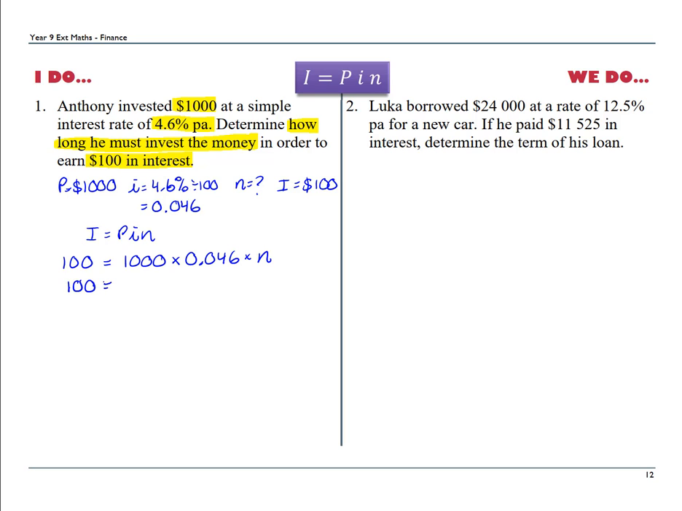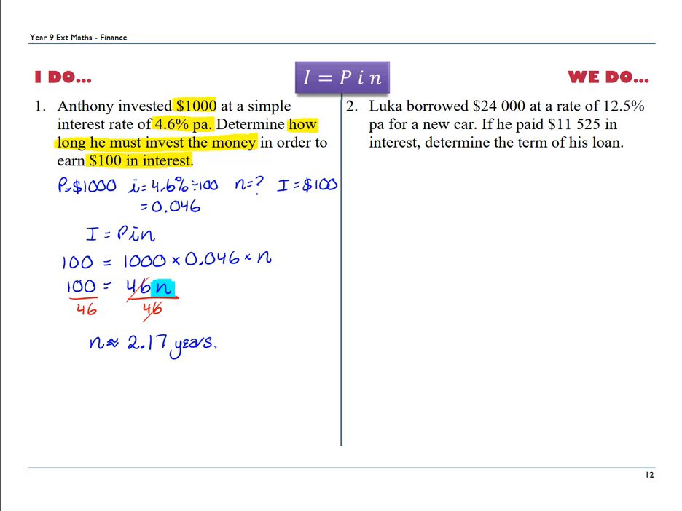So 100 is on the left hand side. If you multiply 0.046 by 1,000, you get 46. So you've got 100 equals 46N. To get that N on its own, it's being multiplied by 46. So we do the opposite and we divide both sides by 46. So our N is 100 divided by 46, which is approximately 2.17 years.